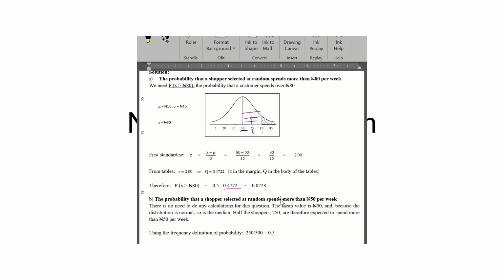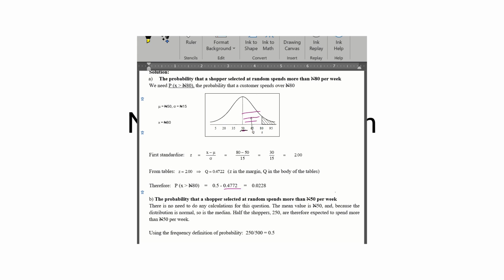Now the second question is the probability that someone selected at random spends more than 50 naira. So there's no need to do any calculation for this, because even though you can do the calculation, you still get the answer. But by simple inspection, you will get it that this is already 50. If you say somebody spends more than 50, the proportion of people spending more than 50 here is going to be 50% already, just based on what I explained by saying 0.5 minus 0.477 for this area.